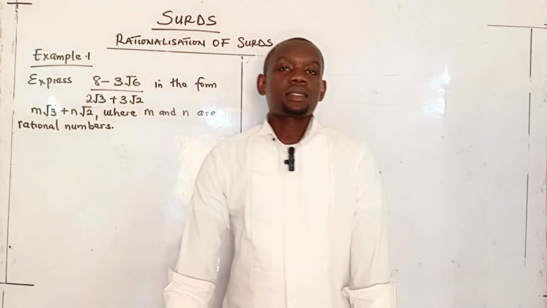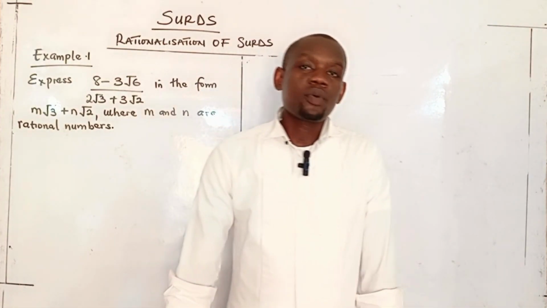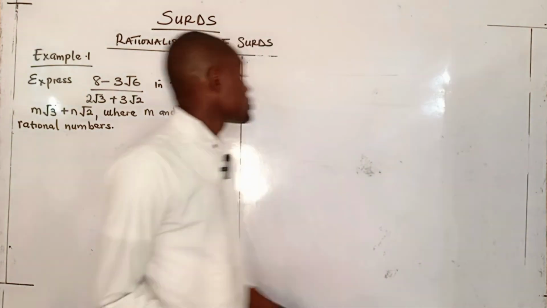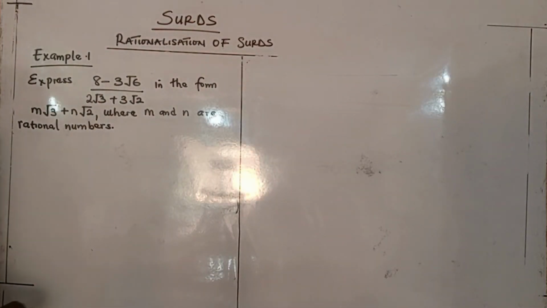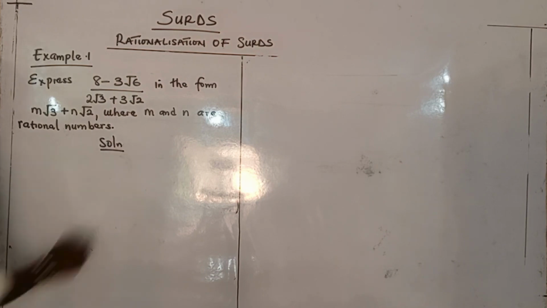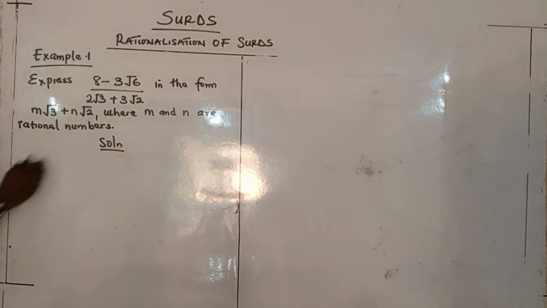Now let's look at the question we have on the board on rationalization of surds. The question is, express (8 − 3√6) over (2√3 + 3√2) in the form m√3 + n√2, where m and n are rational numbers. If we look at this, it simply means we have to rationalize this first.